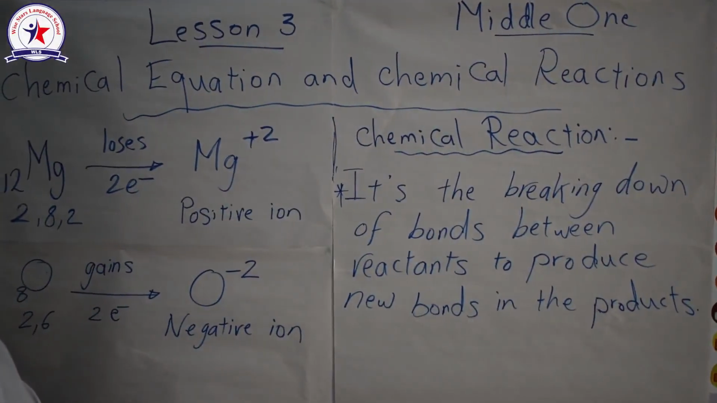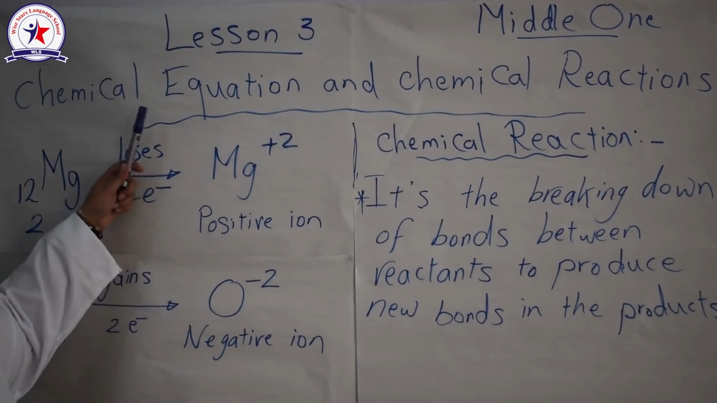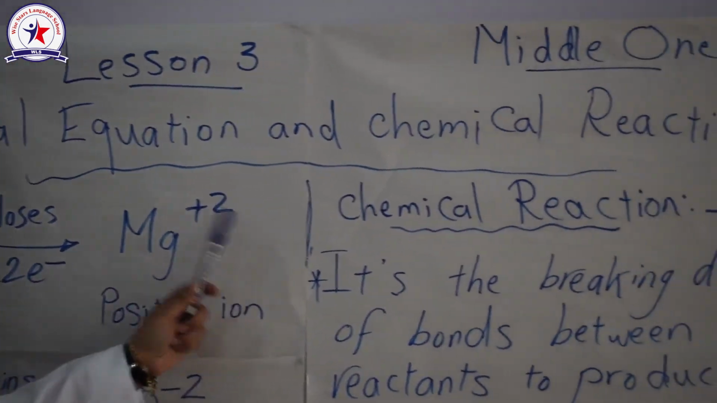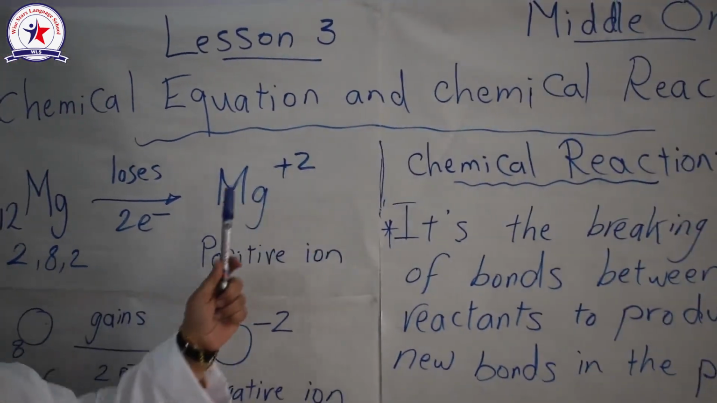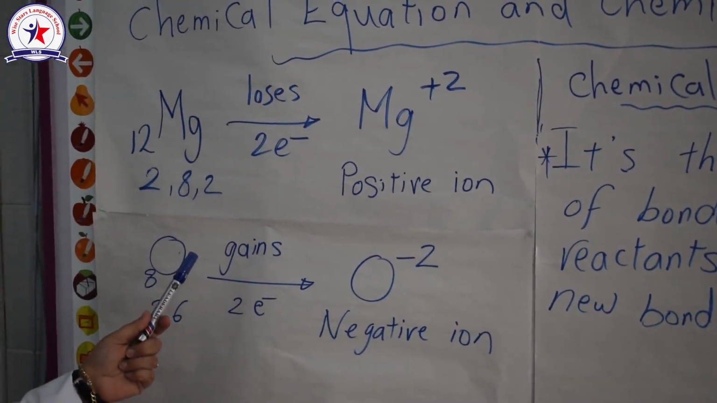Good morning, middle one. Today we are going to start lesson 3. Lesson 3 talks about chemical equations and chemical reactions. This lesson talks about the chemical reactions between different elements to produce compounds.